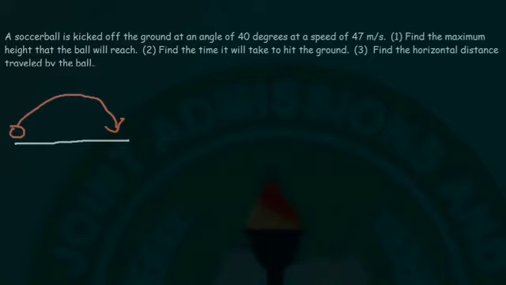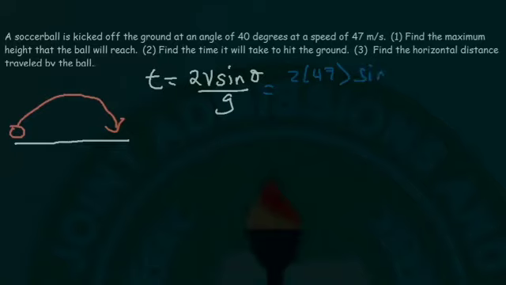Now if you want to use an equation to get the answer, here's the equation you need. It's 2v sine theta over g. So v is 47, the angle is 40, divided by 9.8. So let's go ahead and plug that in. So this is equal to 6.17 seconds.